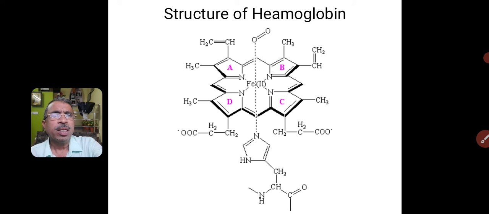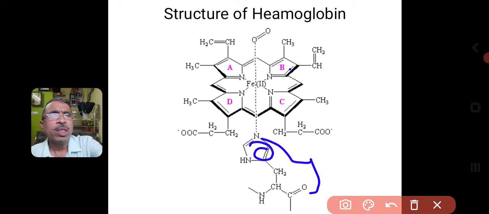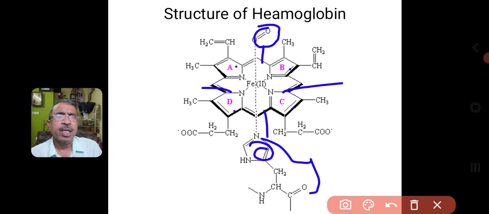Here, this is the imidazole ring. This whole thing is a histidine moiety. These are the pyrrole rings. This is a methane group, and oxygen is bound here, and you have the methyl and vinyl groups. This is a propionate group.